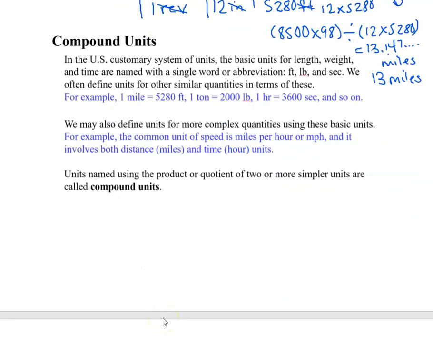In the U.S. customary system of units, the basic units for length, weight, and time are named with a single word or abbreviation: foot, pound, seconds. We often define units for other similar quantities in terms of these. 1 mile is 5,280 feet, 1 ton is 2,000 pounds, etc. We may also define units for more complex quantities using these basic units. For example, the common unit of speed is miles per hour, and it involves both distance, miles, and time, hours, units. Units named using products or quotients of 2 or more simpler units are called compound units.